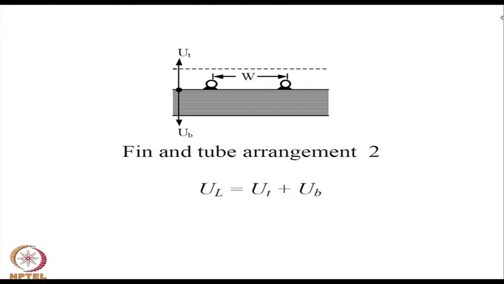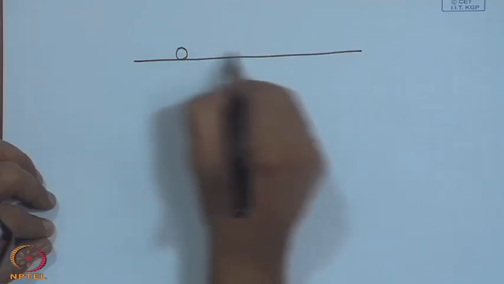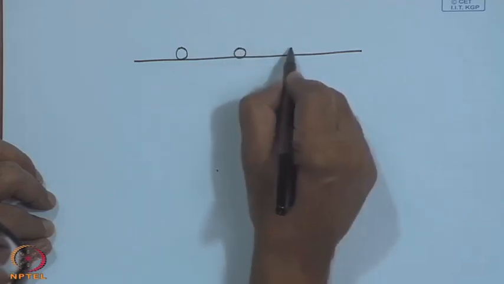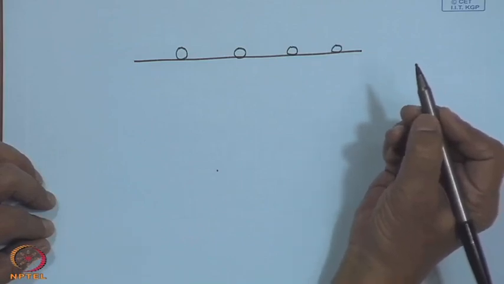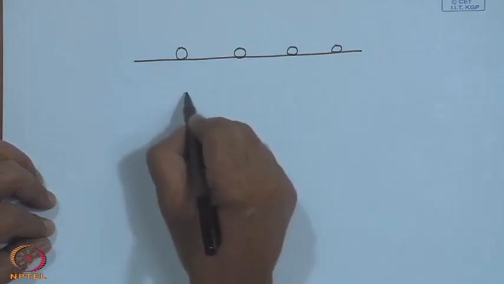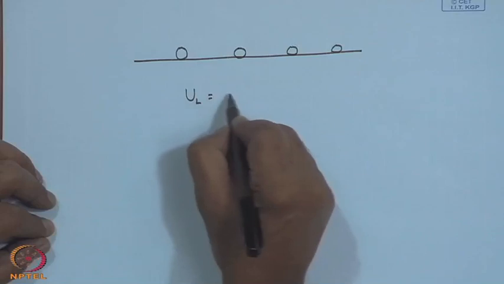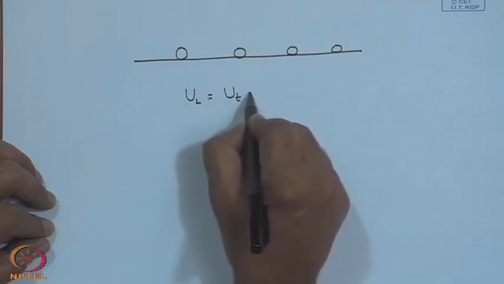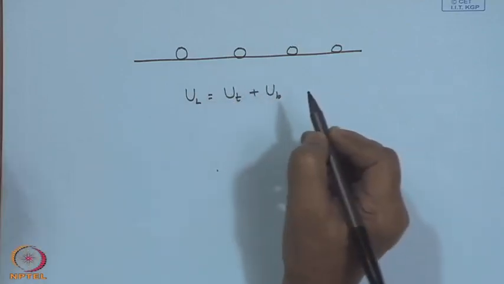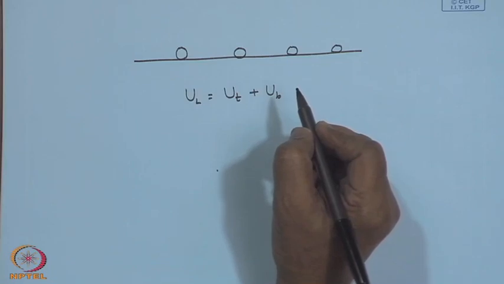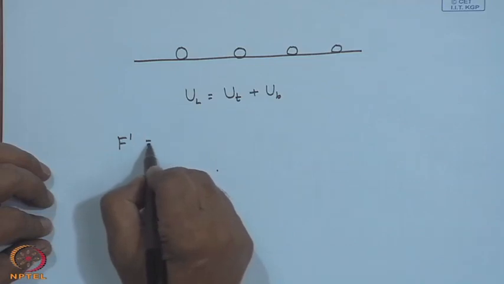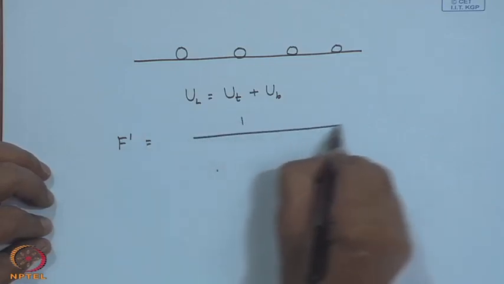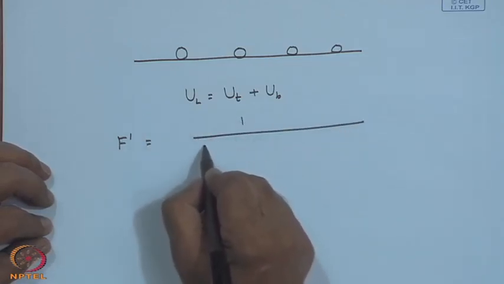And the second arrangement comprises the same absorber tube, but mounted on top of the absorber plate, where again the overall loss coefficient is the summation of the top loss coefficient plus the back loss coefficient. And of course, the expression for the collector efficiency factor differs slightly from that for the previous arrangement.